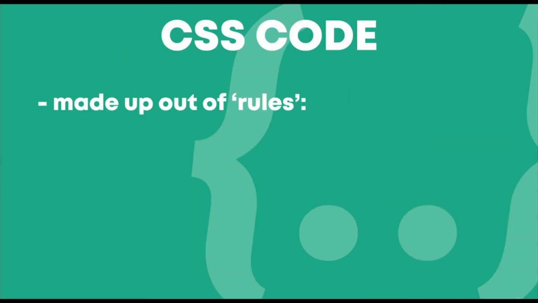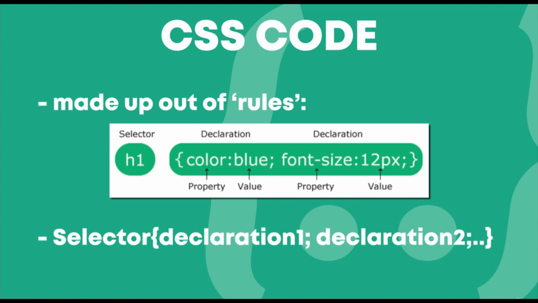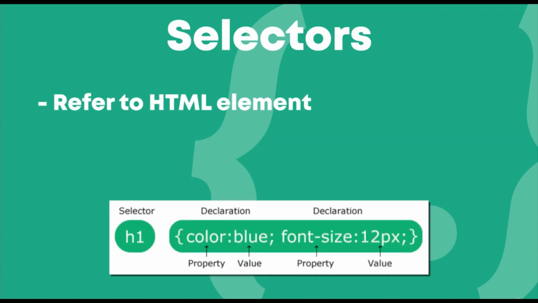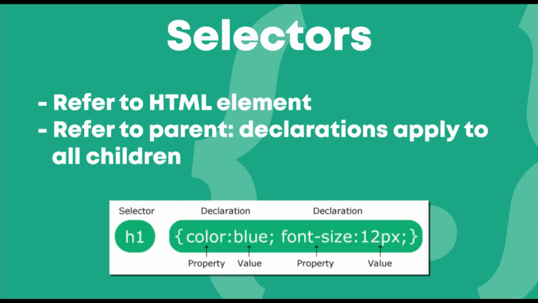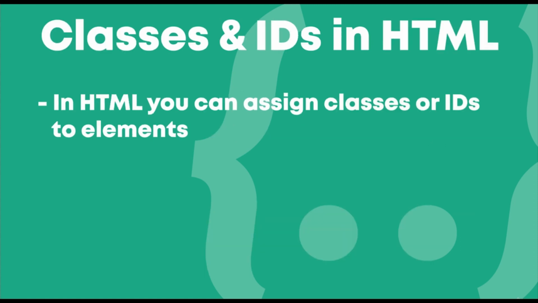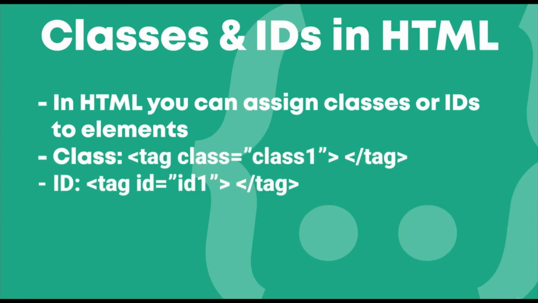CSS code is made up of rules and consists of selectors and declarations. The selector is the reference to the HTML element you want that piece of CSS code to apply to. So if you put a parent element in the selector, that code will apply to the children of that parent as well. In HTML, as I mentioned before, there are also classes and IDs that you can apply to the elements, as you can see here. These are very useful to refer to in the selectors of your CSS code.